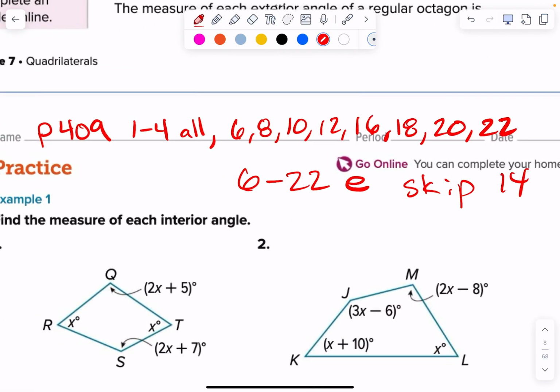All right, use your time to work. This stuff is pretty easy, but make sure you know whether they're asking for interior or exterior. There you go.